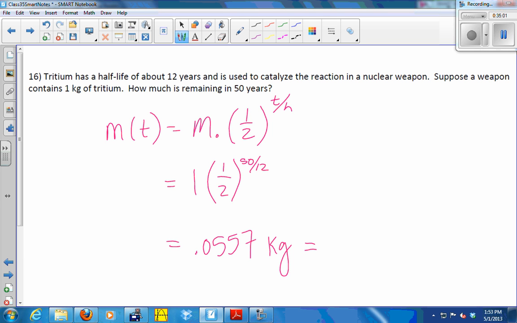There are 1,000 grams in a kilogram. And now that this is so small, maybe I'll measure it in grams. So that would be 10, 100, 1,000, 55.7 grams. Does that make sense? There are 1,000 grams in a kilogram. So I multiplied this 0.0557 by 1,000.